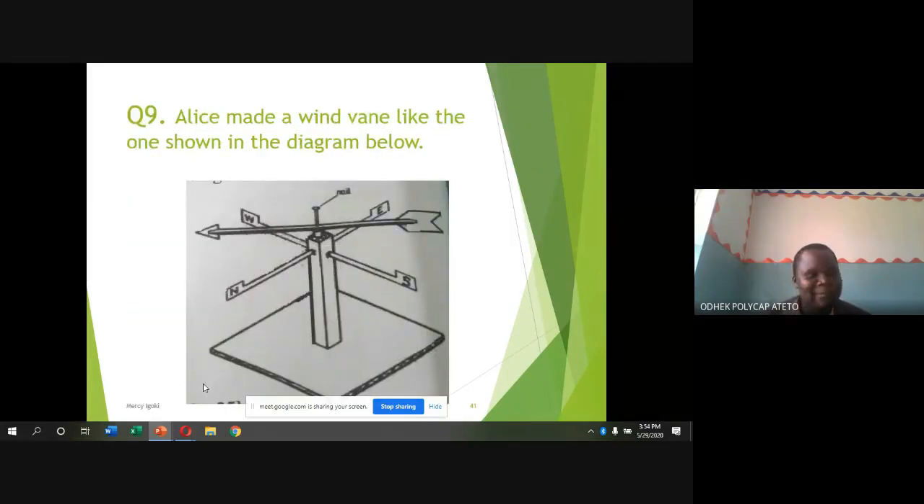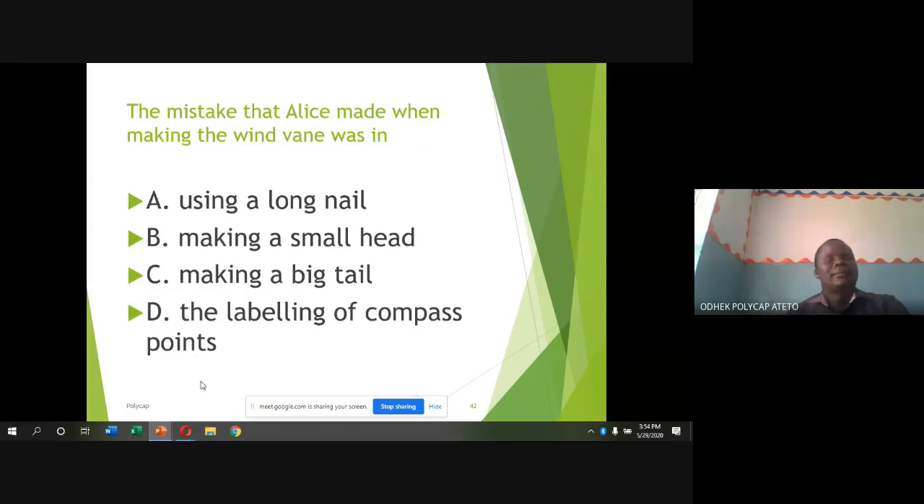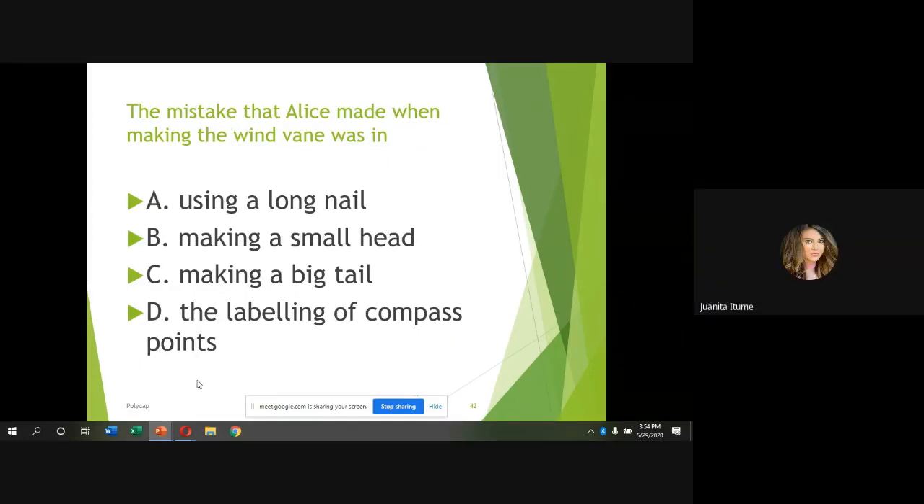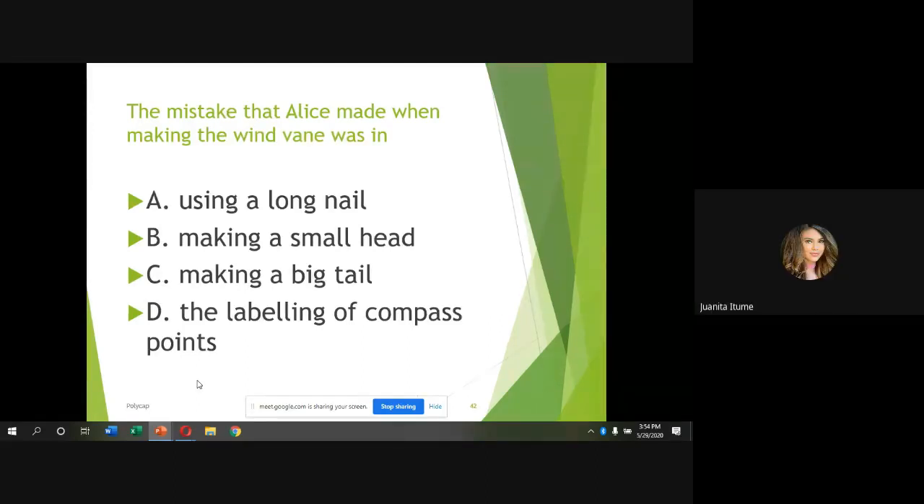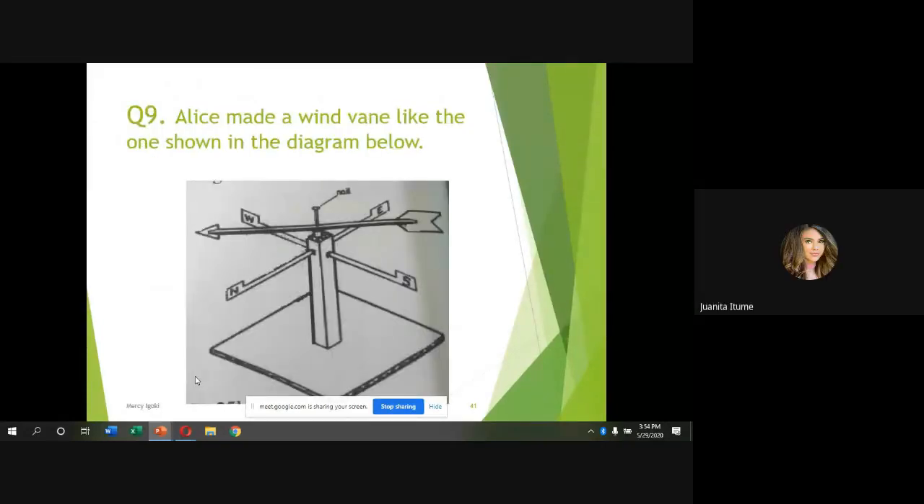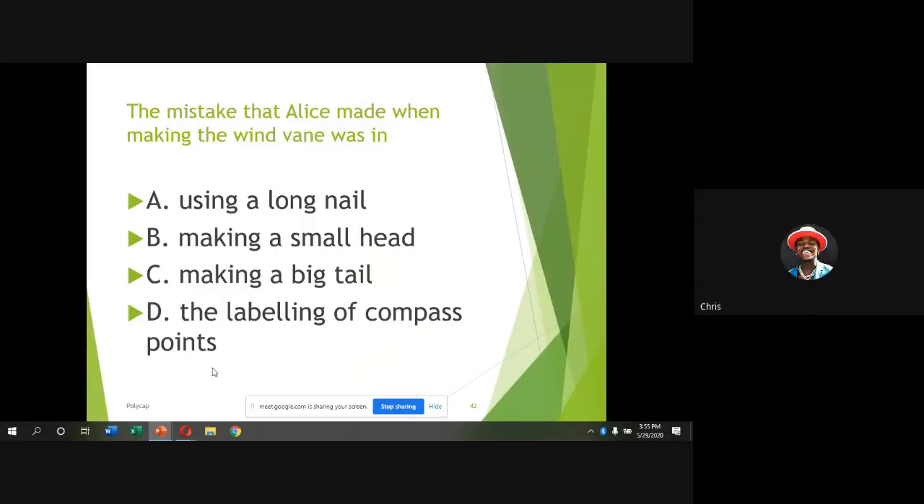Understand it well first. Okay. The mistake that Alice made when making the wind vane was in the wind vane. So, Christian?